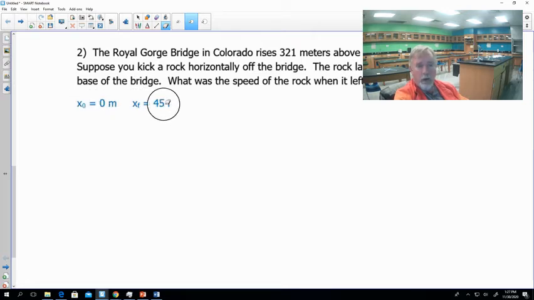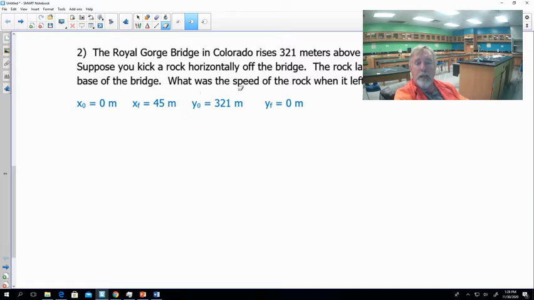So again, I want you to start out. Let's write down, what do we know? We know x0 is 0. We kicked it off the edge of the bridge. And we know xf is 45 meters. It told us that it went 45 meters from the base of the bridge. We know y0, 321 meters. And we know yf is 0 meters. It hits the ground.